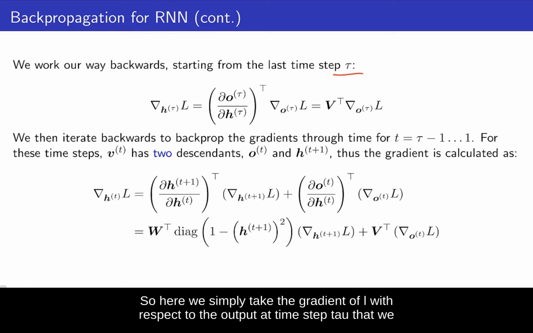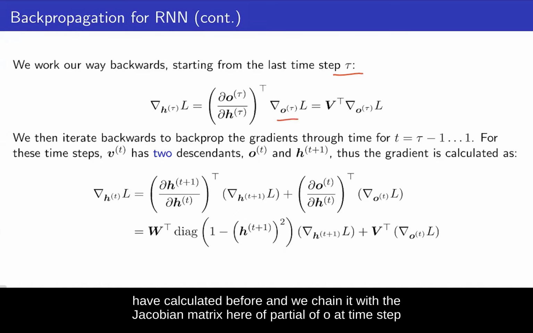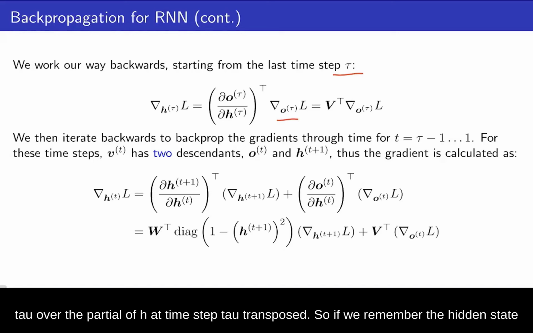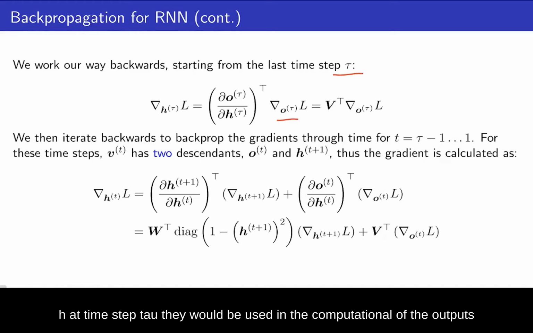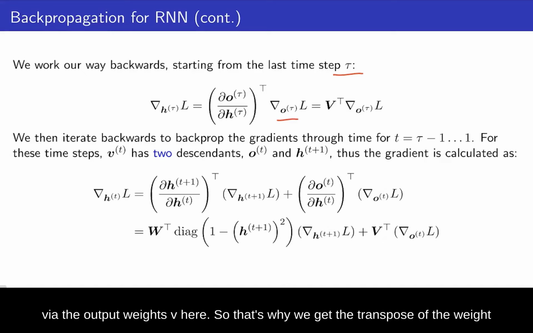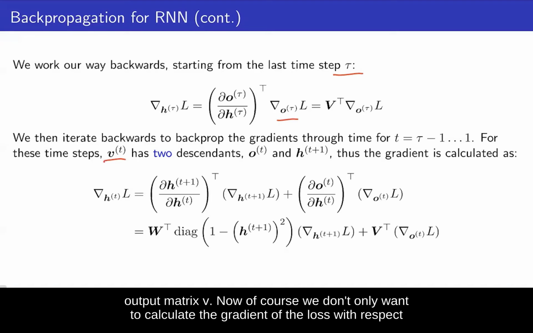So here we simply take the gradient of L with respect to the output at time step tau that we have calculated before, and we chain it with the Jacobian matrix here of partial of O at time step tau over the partial of h at time step tau, transposed. So if we remember, the hidden state h at time step tau is used in the computation of the outputs via the output weights V here. So that's why we get the transpose of the output weight matrix V.